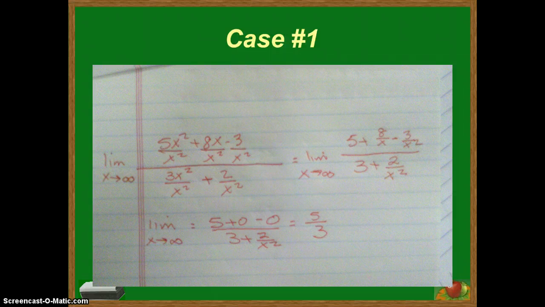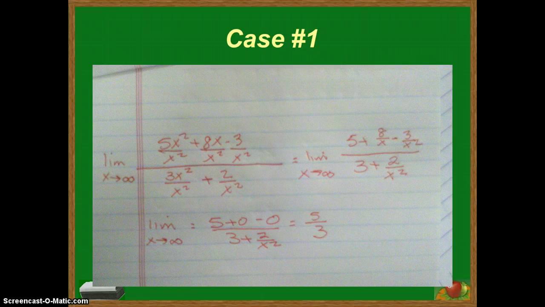Hopefully you can read this. We have the limit as x approaches infinity. Here I've divided the top by x squared, the bottom by x squared. The next thing we do is some simplification. We get 5 plus 8 over x minus 3 over x squared, all of that over 3 plus 2 over x squared. Then we take the limit.